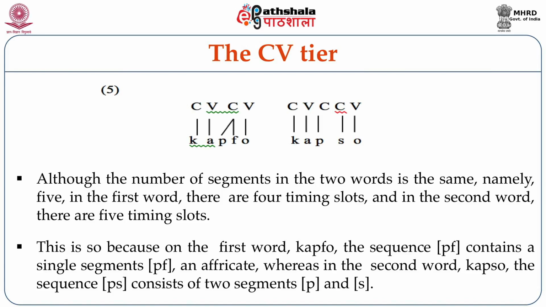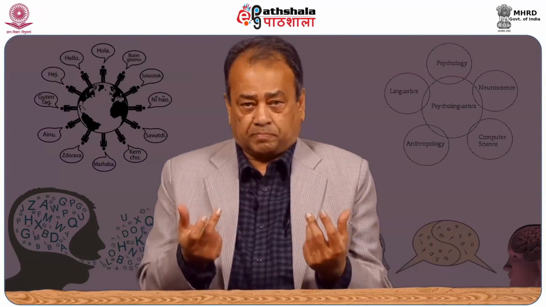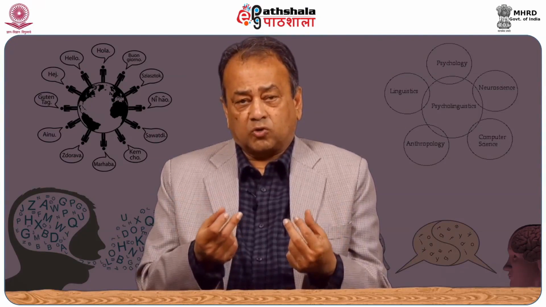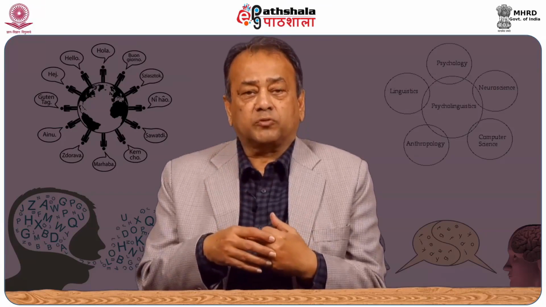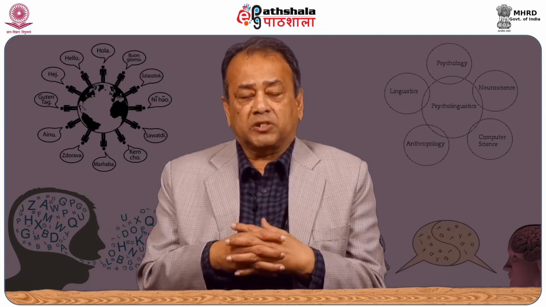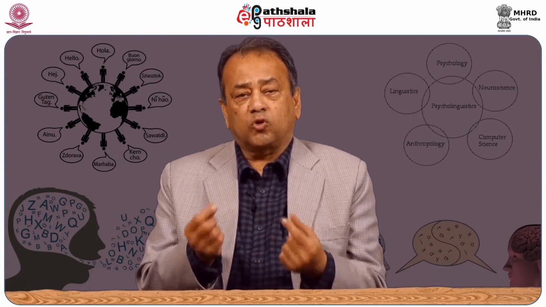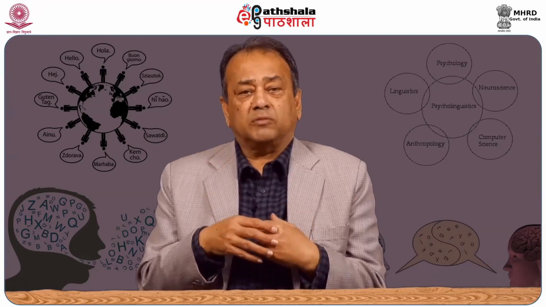What does it signify? What it signifies is that the segmental sequence of p and f is actually a single consonant, whereas the segmental sequence of p and s are two consonants. So that's how we distinguish between a sequence of two consonants constituting two timing slots, and a sequence of two consonantal segments which actually are a single consonant. The affricates in CV phonology are represented as two consonantal symbols but with one timing slot.